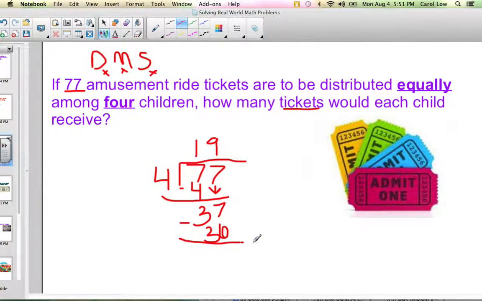So now I look at this, and the question is, how many tickets would each child receive? And they're getting an equal amount. So each child would receive 19 tickets, and they would have 1 left over. Hopefully that makes sense to you. You want to make sure you label your answer. So 19 tickets. Okay, let's move on to the next one.